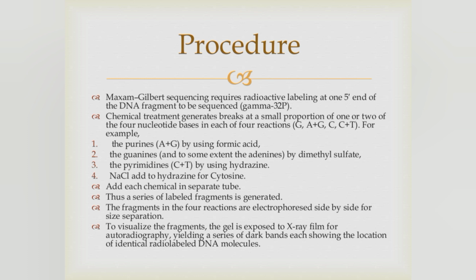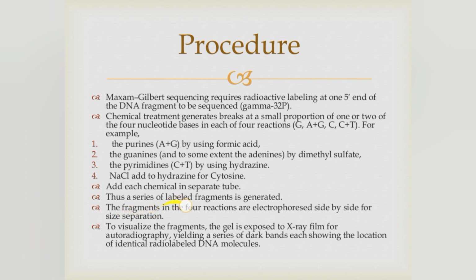The guanines, and to some extent the adenines, are cleaved by dimethyl sulfate. The pyrimidines, cytosine plus thymine, are cleaved using hydrazine. Sodium chloride, NaCl, is added to hydrazine for cytosine. In the next step, we add each chemical in a separate tube.